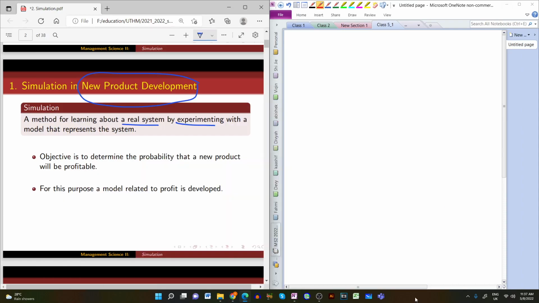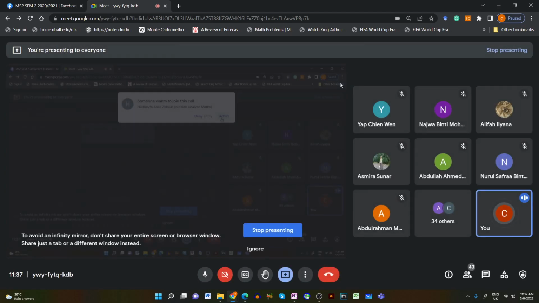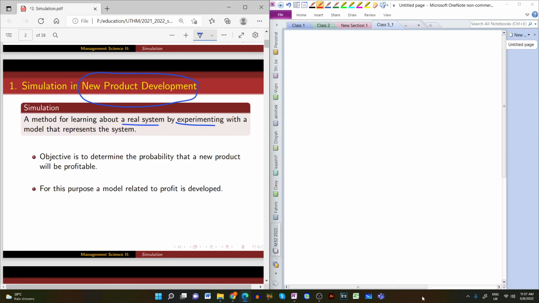If your company wants to develop a new product, it won't sell to the market immediately. One way of analyzing whether the product will be successful or not is by doing simulation in terms of getting a profit. Whenever you introduce a product to the market, one of the criteria for success is the profit, how much we are going to get if we introduce a new product to the market.